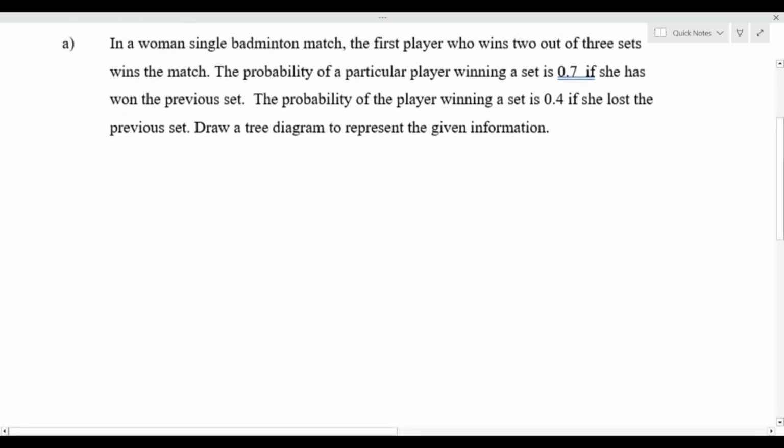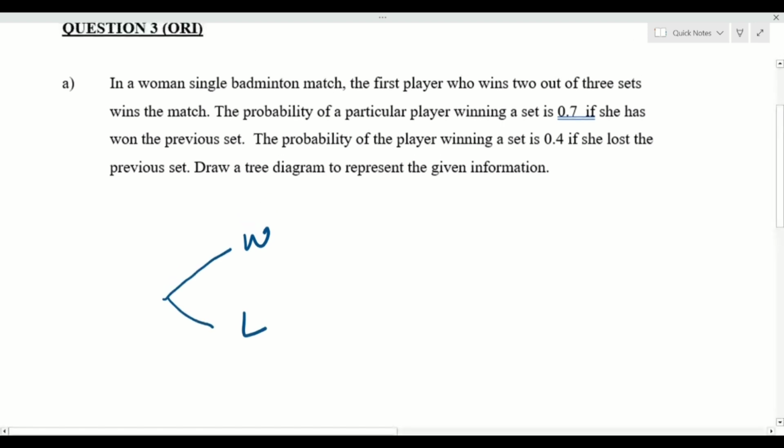In a match we know that there's a win and a lose, right? So simple. Match, there's win, there's lose, there's win, there's lose. The probability of them winning the next set is 0.7 if they have won the previous match. That means here is 0.7 and here is 1 minus 0.7, which is 0.3.